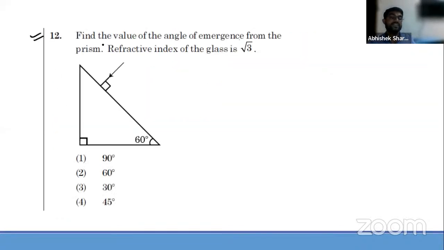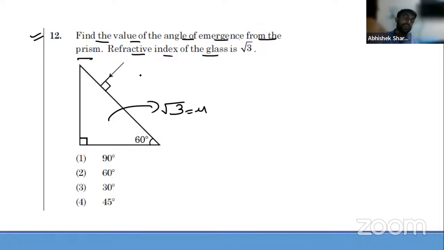12th question, students. It says, find the value of the angle of emergence from the prism. The refractive index of the glass is root 3. So here the refractive index of the glass material from which this prism is made is root 3. Mu is root 3. It's kept in a surrounding medium which is air, that is 1, on all sides. Now suppose the ray comes like this. Remember, we always take the angle of incidence from the normal direction. Here the ray is parallel to the normal, so the angle of incidence will be 0.